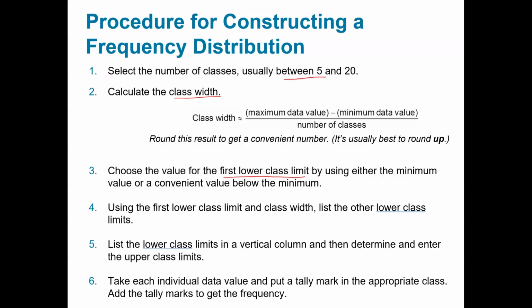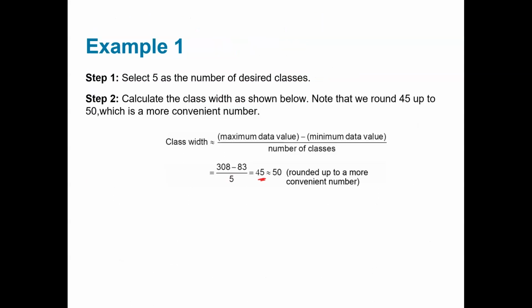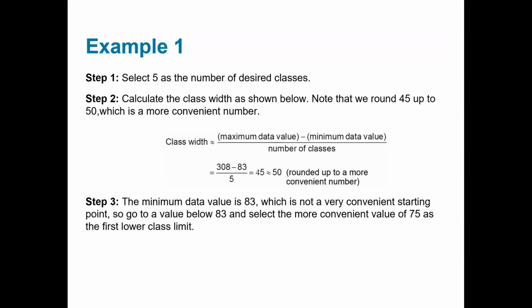So, step 3, choose the value for the first lower limit by either using the minimum value or a convenient value below the minimum. So our minimum was 83. I'm probably not going to start my frequency table with 83. And neither did they. They said the minimum value is 83, but that's not a great starting point. So if we're looking at 50 as our class width, let's just start at 75. And that's how they came up with 75. So there's a lot of choice when you're developing these frequency tables.